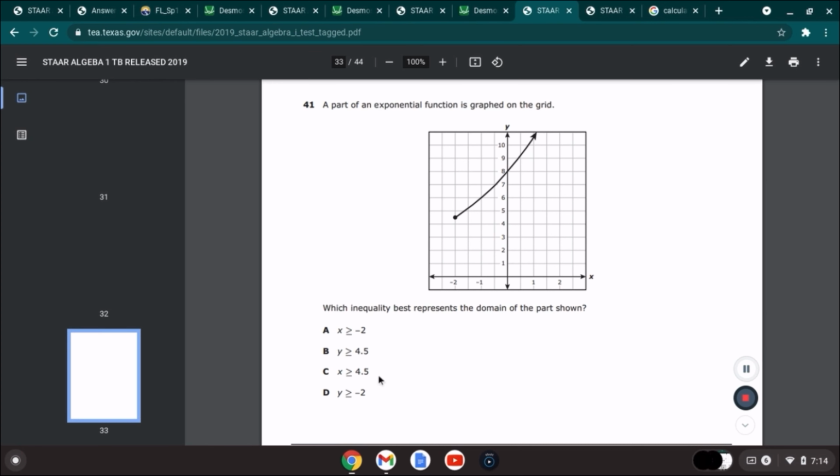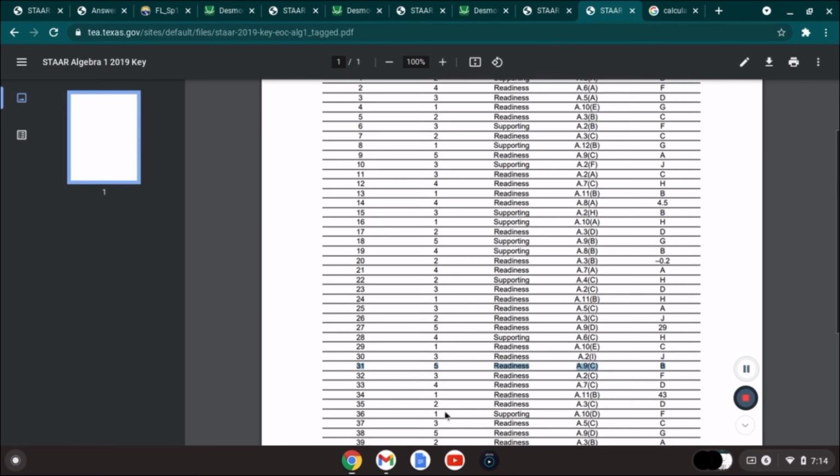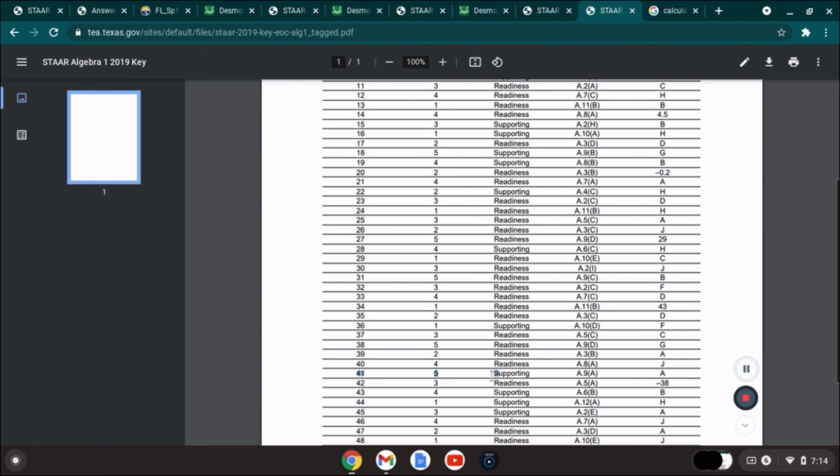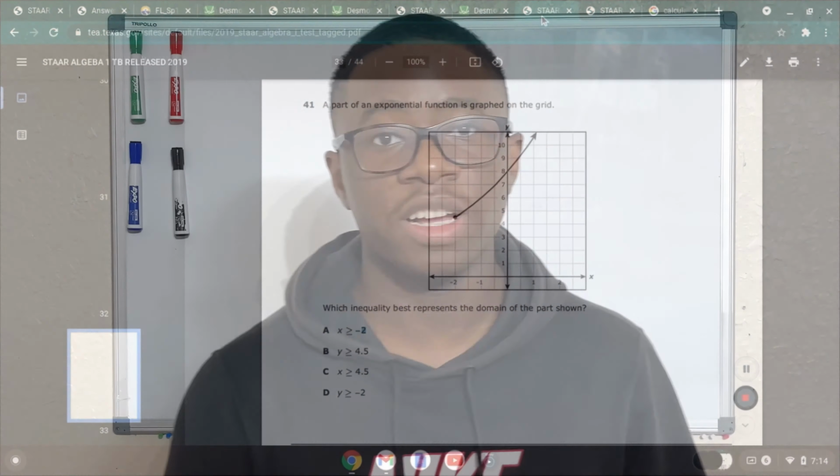Now, why did they give us this? We can go ahead and eliminate this answer choice, because look at this. 4.5 is right in between 4 and 5, which are y values, meaning they just gave us a y value in an x inequality, which is totally wrong. So B, C, and D are incorrect, leaving us with A. So A is going to be our final answer choice. And if we go to the answer key once again, go to question number 41, we see that A is the answer.